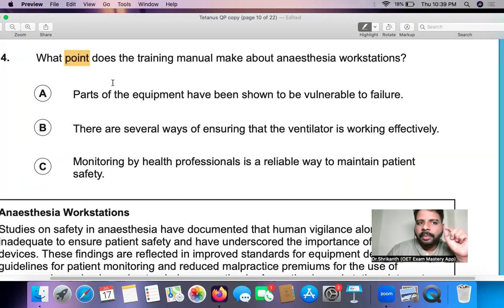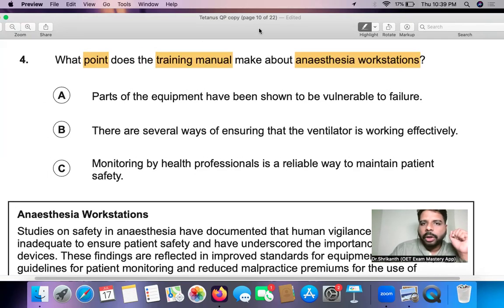What point? Point means what? What particular message? Okay, so what point means only one particular message over here. So this is a direct question. What point does the training manual make about anesthesia workstations? So there are workstations called anesthesia workstations, and regarding that, this training manual is giving one point over here.